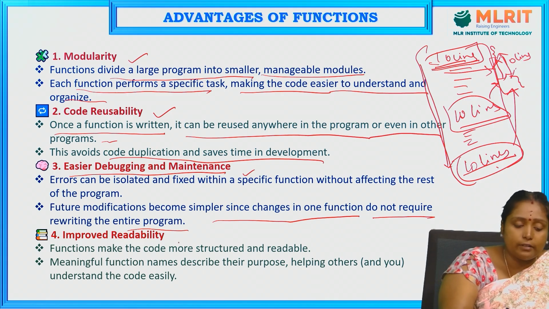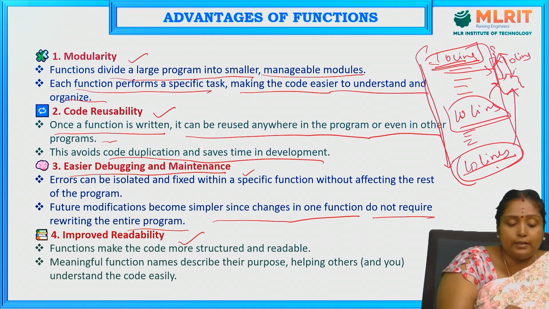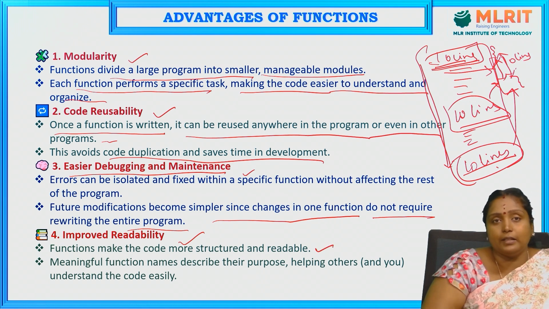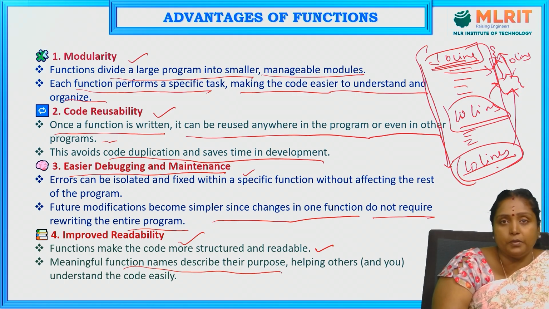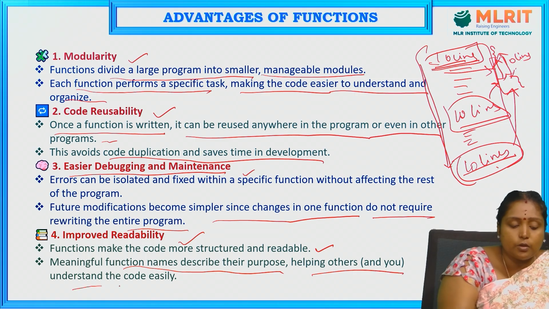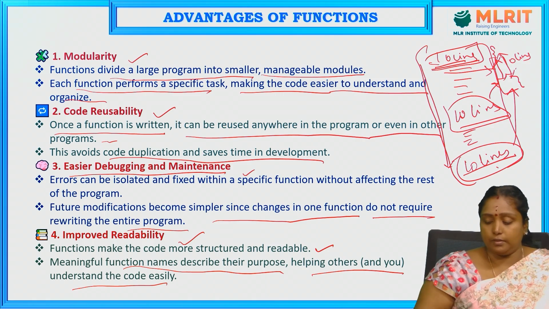And the next one is improved readability. Functions make the code more structured and readable, and very easy to understand. Meaningful function names describe their purpose, helping others understand the code very easily. So these are the 4 major advantages of functions.